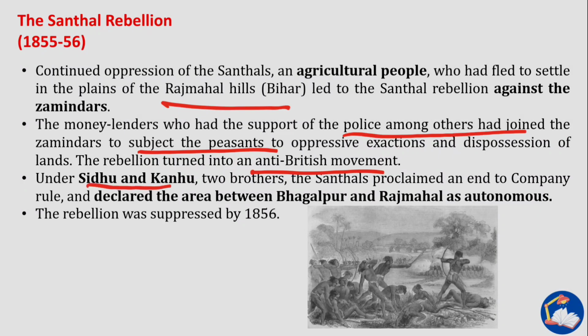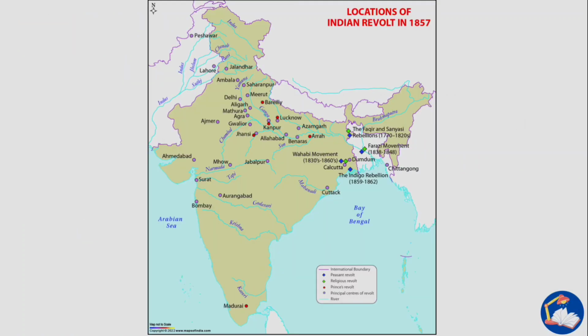Under Sidhu and Kanhu, who were brothers, they proclaimed an end to the Company rule and declared the area between Bhagalpur and Rajmahal as autonomous. The rebellion was suppressed in 1856. It lasted only nearly one year. So these are the main locations of the revolts.